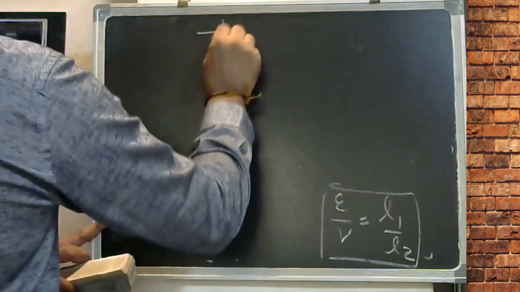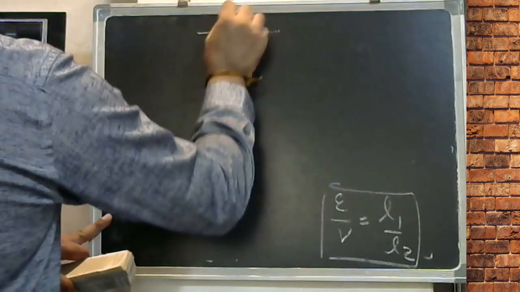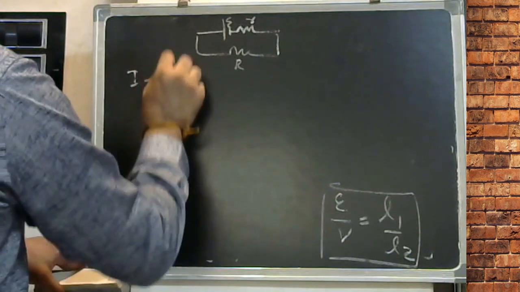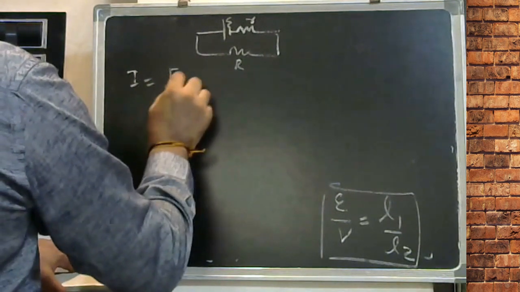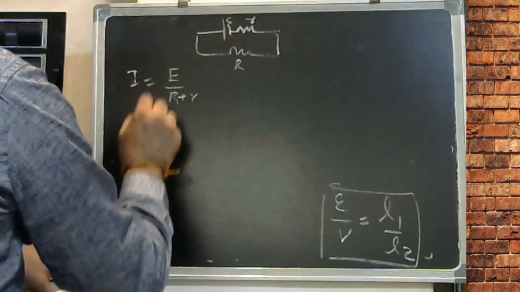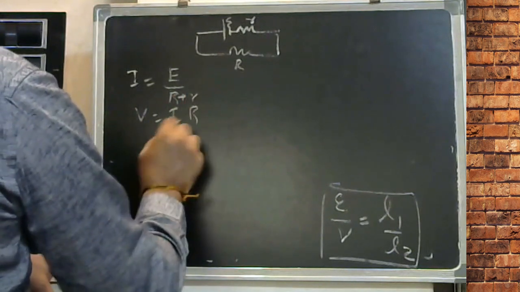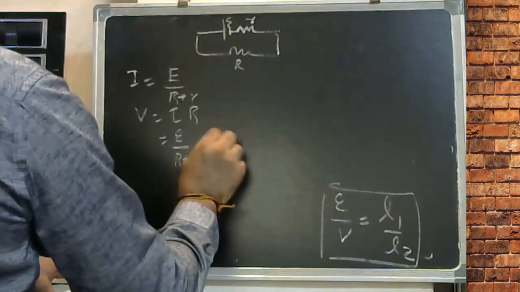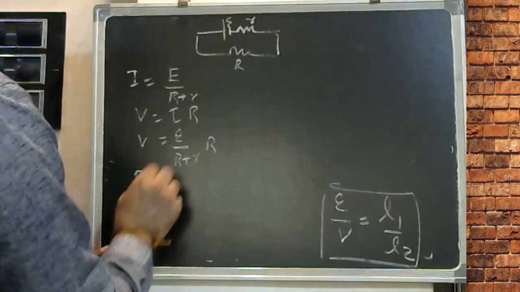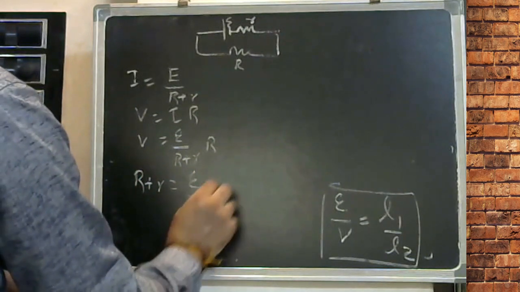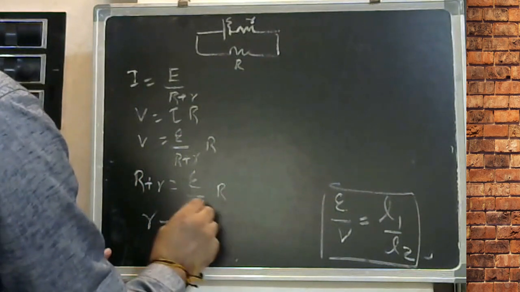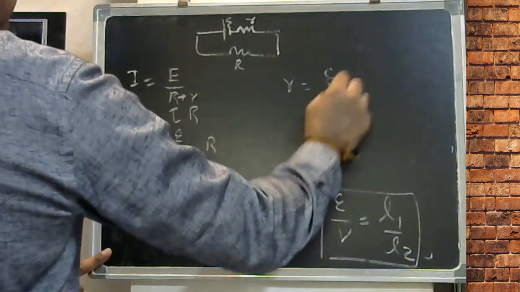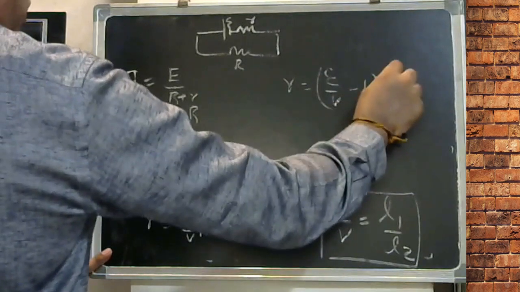For example, if you have a battery with EMF E and internal resistance r, and a resistance R, if I ask you what's the current now, current I equals E by R plus r. And voltage drop V is equal to IR. Instead of I, you put E by R plus r, into R. So V equals E into R by R plus r. Take this R plus r here, R plus r will be E by V into R. So small r will be E by V into R minus R. So small r will be E by V minus 1, into capital R. So small r, this is a formula now.